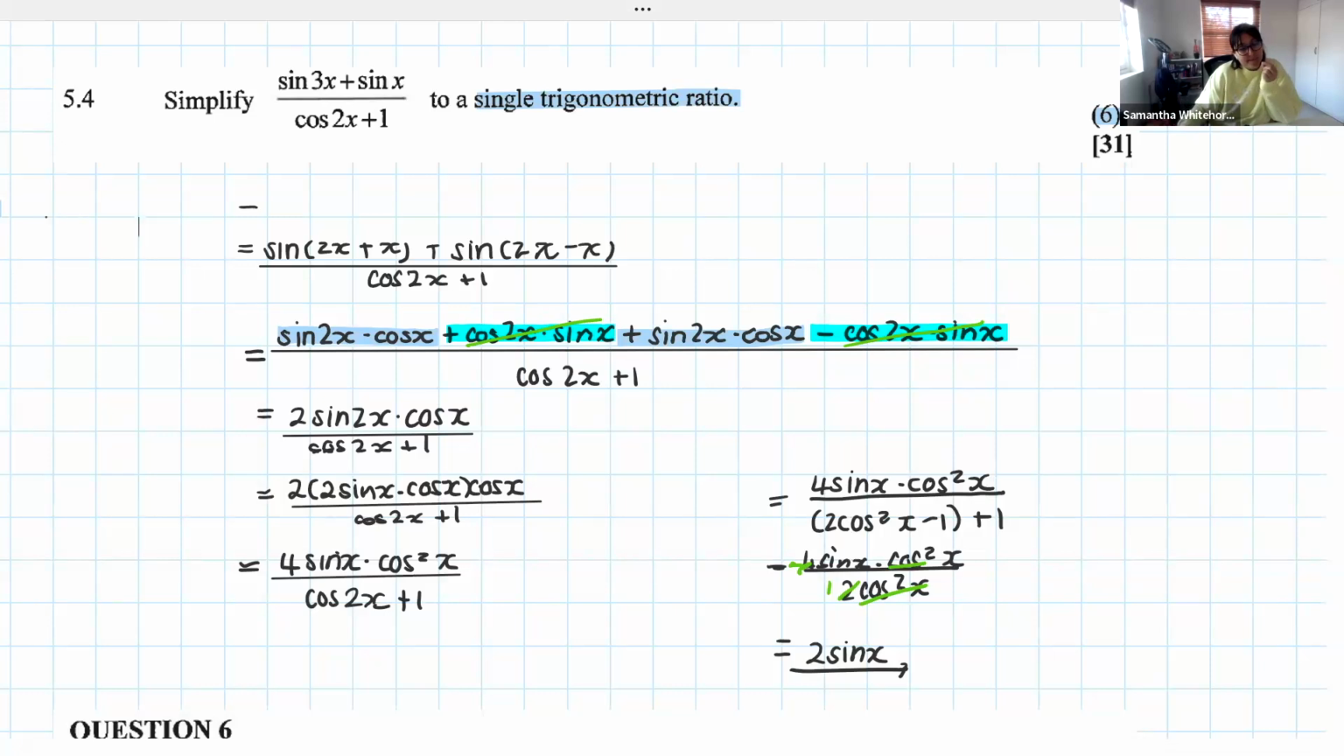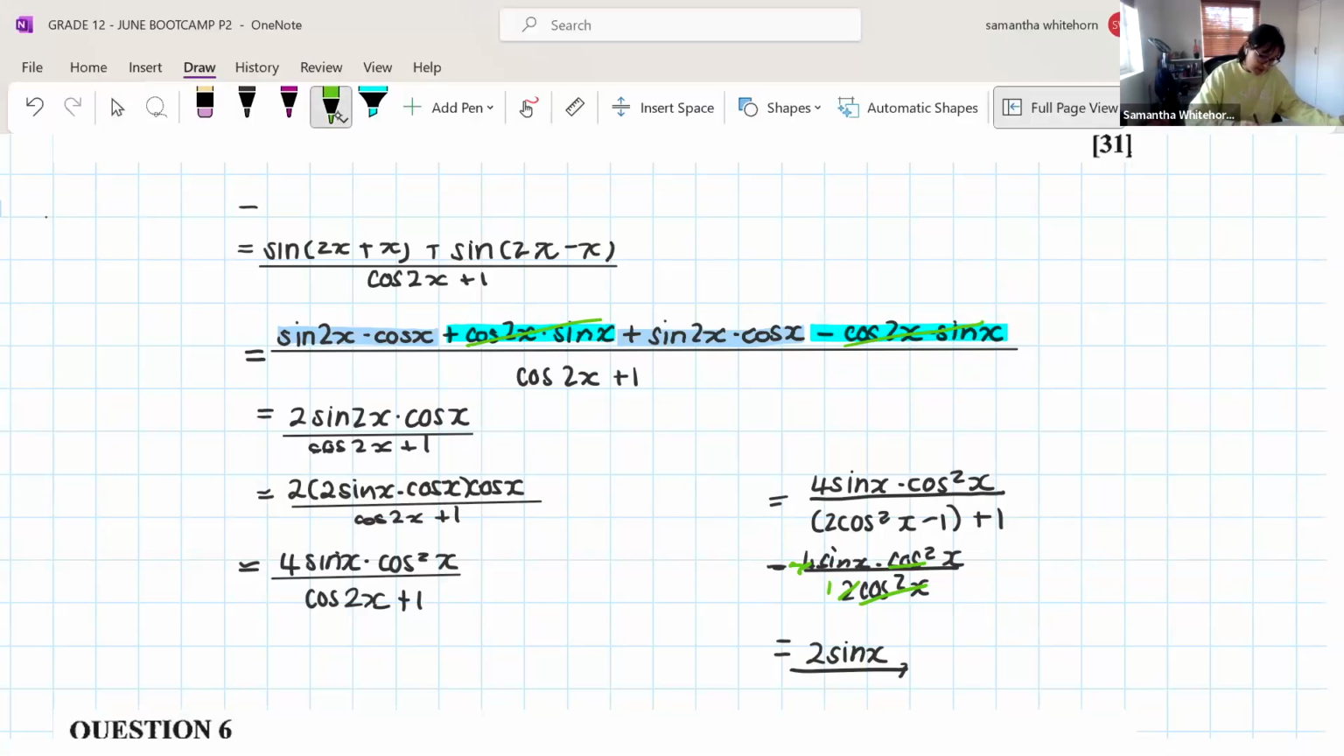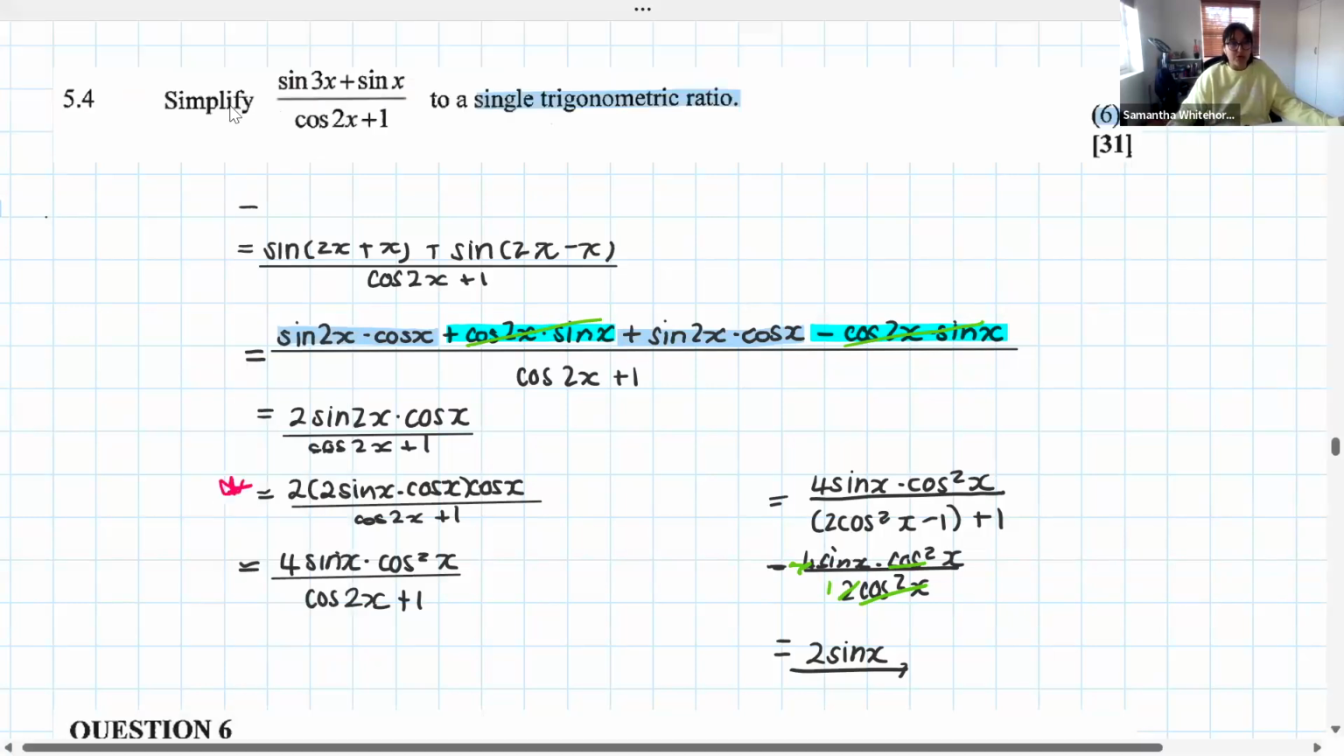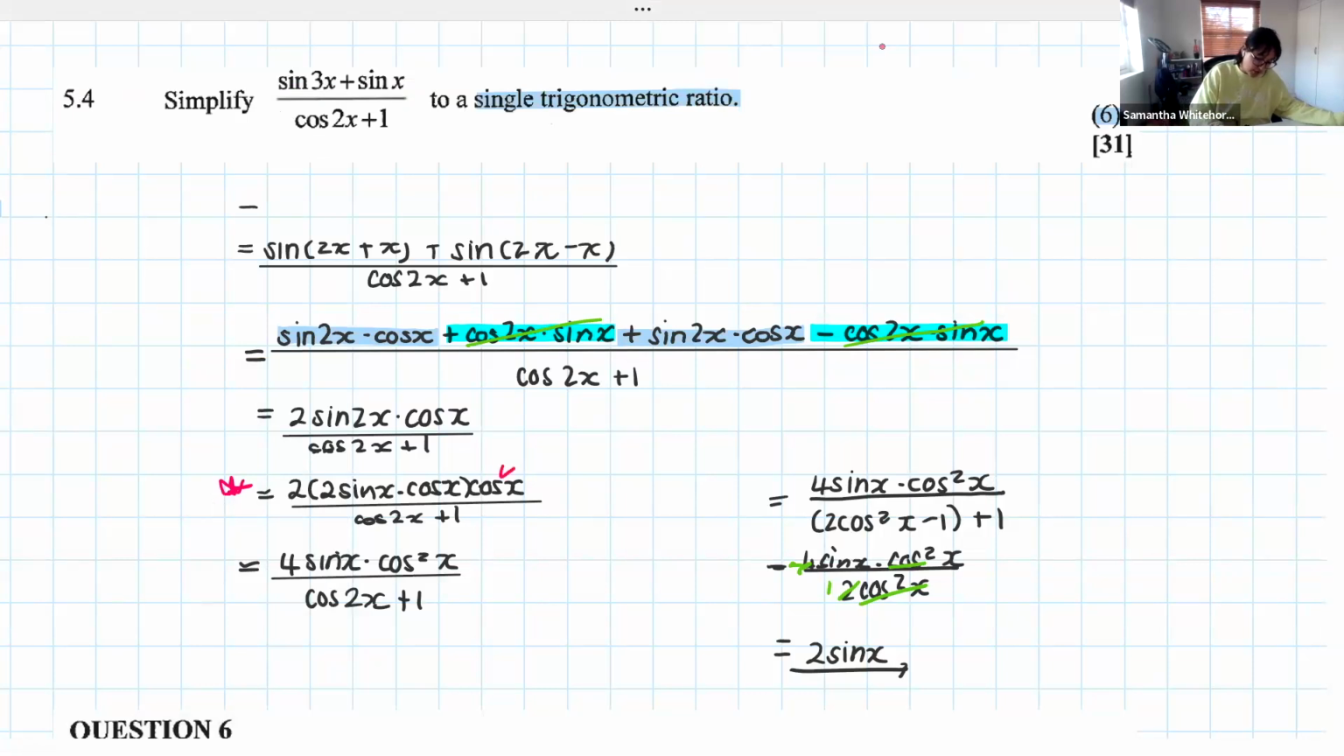Ma'am, could you please explain where the cos x came from in the fourth step? Fourth step, okay. Just make sure we're all on the same page. So 1, 2, 3. This step over here with the really badly drawn pink star. Yes, ma'am. And which cos x? The one outside the bracket or the one inside? The one outside. The one outside.